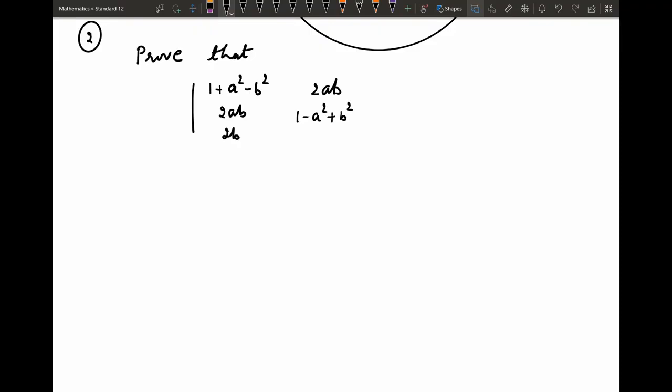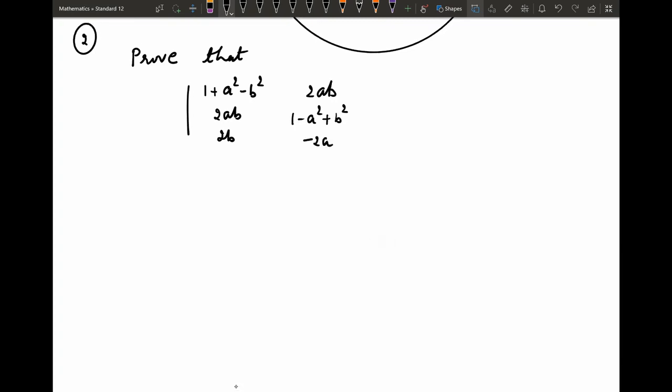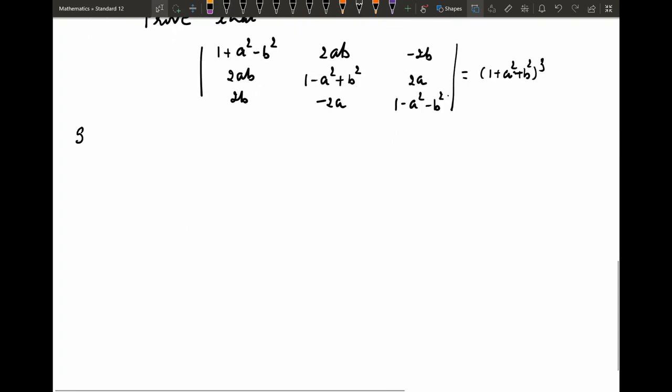You observe the entries of the determinant and at the same time you observe right hand side, so you will get idea about the row or column operation. Third row: minus 2b, 2a, 1 minus a square minus b square. We have to prove value of this determinant equal to (1 plus a square plus b square) cube. So again we will prove LHS equal to RHS.